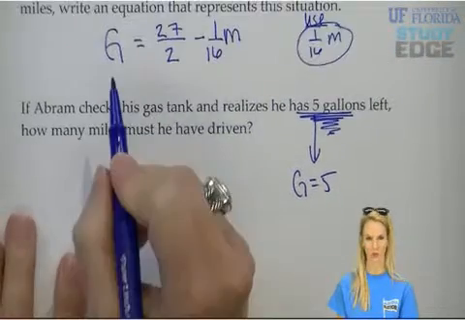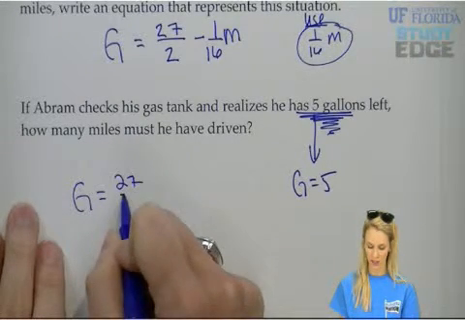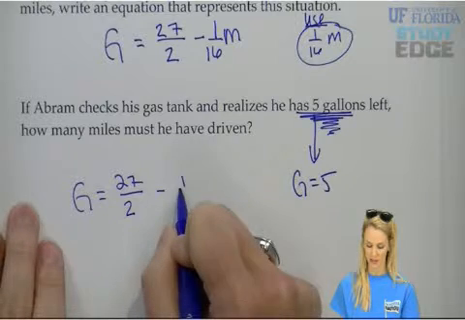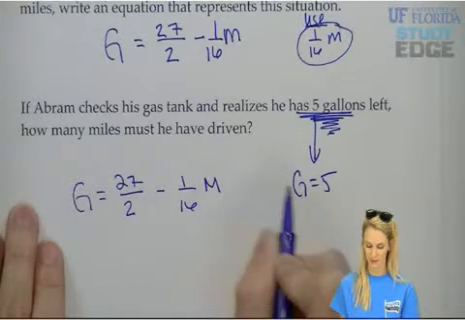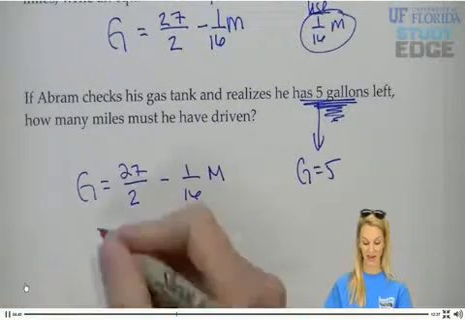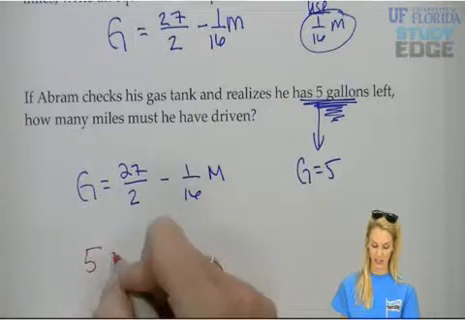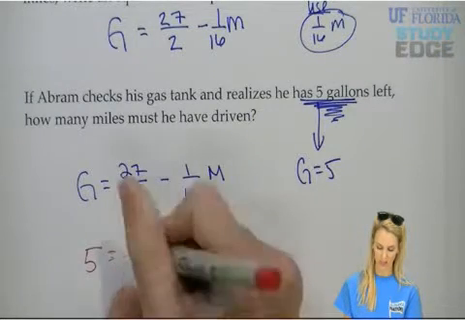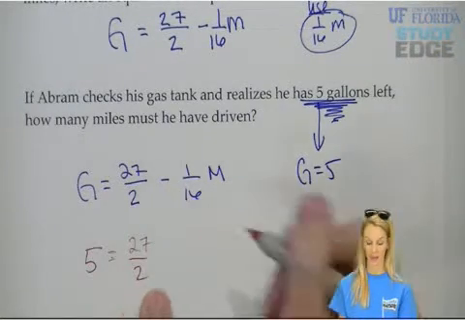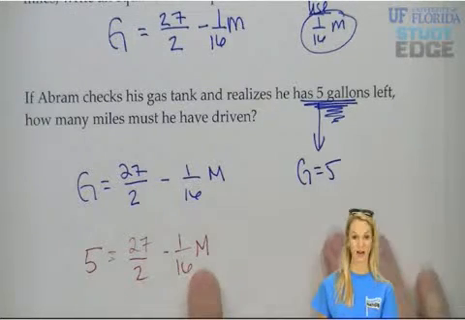Well, what was our equation? We got our equation right there. Let's just rewrite it. We had G equals 27 over 2 minus 1/16 times M. Well, we were told that G is equal to 5. If he has 5 gallons in his tank, he started off with 27 over 2 gallons. How many miles did he drive? We're trying to solve for M.